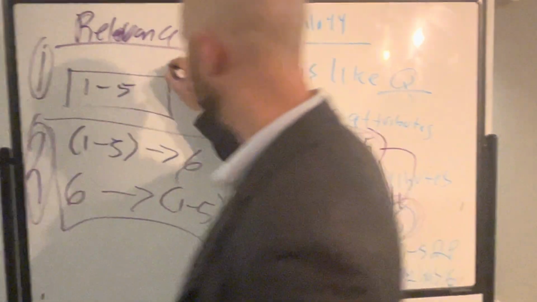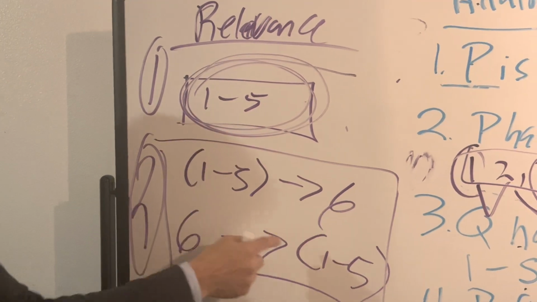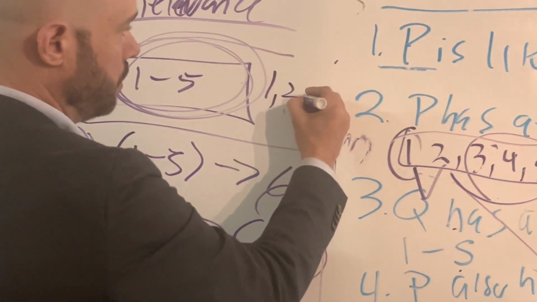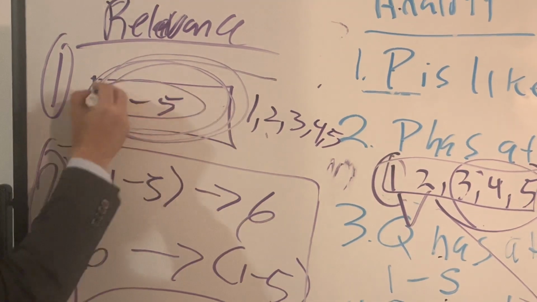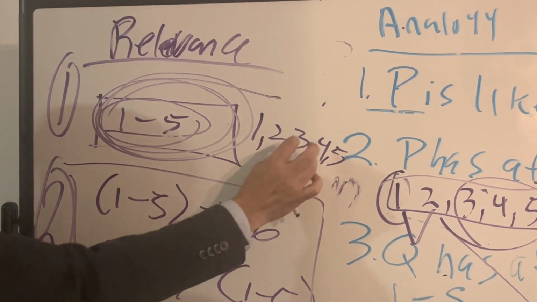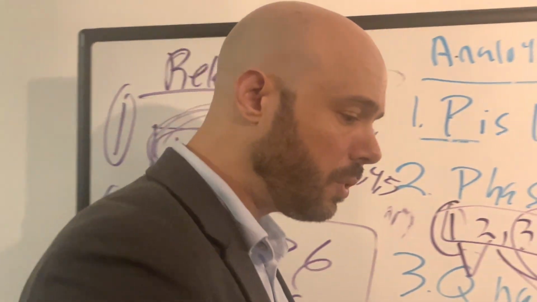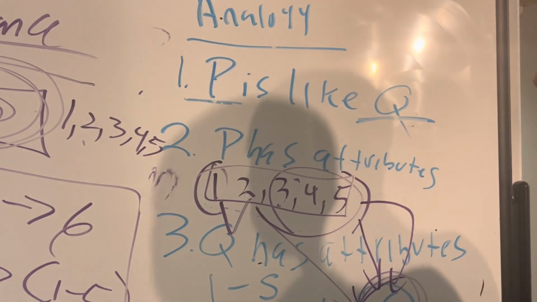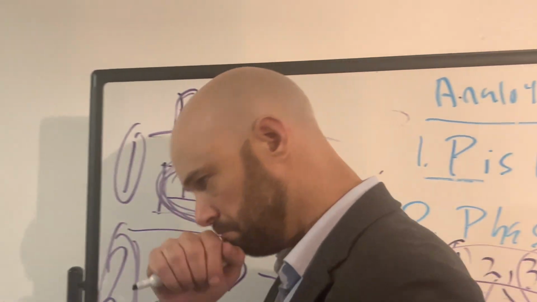And so relevance, you need to think about this. What does 1 through 5 have to do with 6? What does 1 through 5 have to do with 1, 2, 3, 4, and 5? What does this set of attributes have to do with having 1, with having 2, with having 3, having 4, having 5? These are the things you have to think through. You need to think through why I am bringing up this set of attributes, 1, 2, 3, 4, 5. Why are those the ones? What are those relevant to?